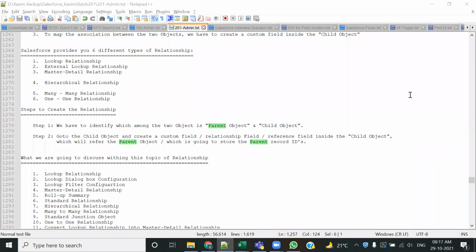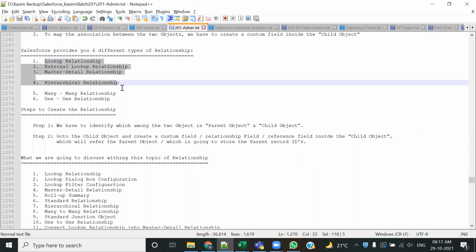So see, what are the different types of relationships? Whenever they ask you this in the interview, always say that there are 6 different types of relationships. Actually, there are 4 different types of relationships, but I'm going to tell you how, in addition to that, you could create 2 more types, many to many and one to one.